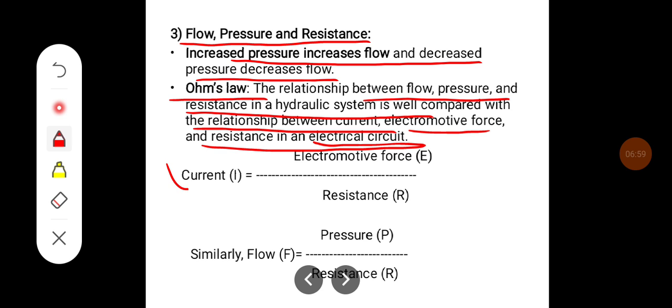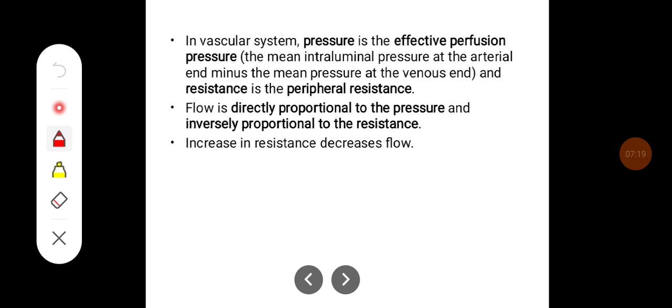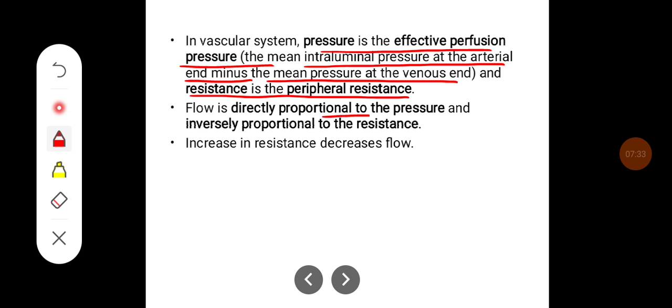Where Ohm's law states that current, that is I, is equal to E divided by R, that is electromotive force divided by resistance. Similarly, in flow pressure resistance relationship, flow is equal to pressure divided by resistance. In vascular system, pressure is the effective perfusion pressure, that is the mean intraluminal pressure at the arterial end minus the mean pressure at the venous end, and the resistance is the peripheral resistance. Flow is directly proportional to the pressure and inversely proportional to the resistance. Increase in resistance decreases the flow.